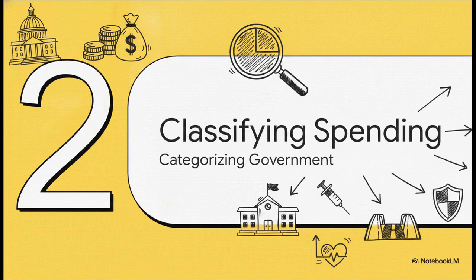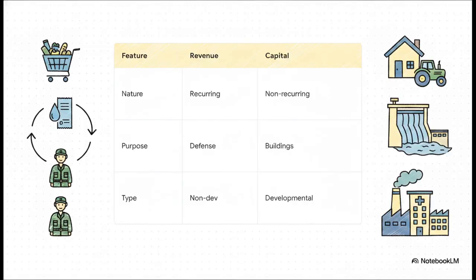All right, moving to Section 2, classifying government spending. We've talked about the why, so now let's look at the how governments actually categorize all that money. Governments basically split their checkbooks into 2 broad categories, revenue expenditure and capital expenditure. Let's use a household analogy here. Revenue expenditure is a lot like paying your monthly grocery or utility bill. It's recurring, it happens regularly, and it pays for current needs, like civil administration or keeping the defense forces running. Crucially, it doesn't create a new asset.